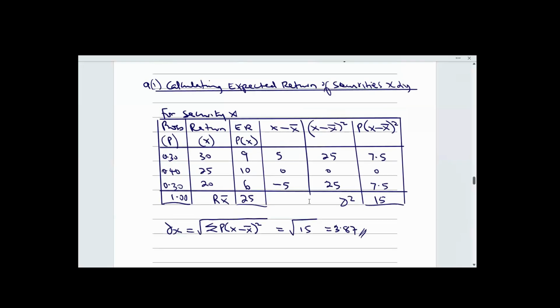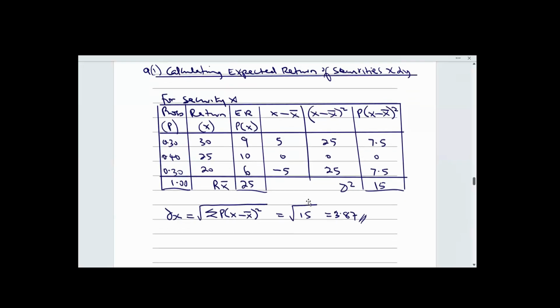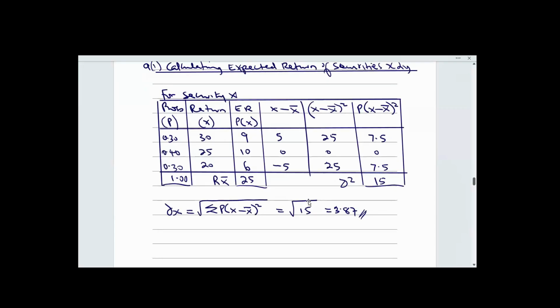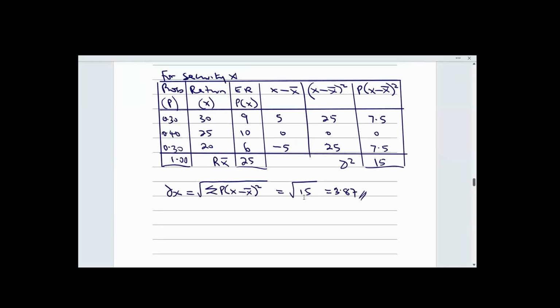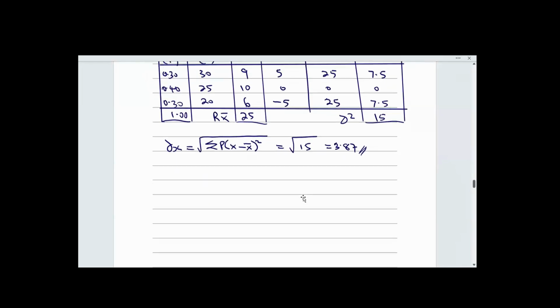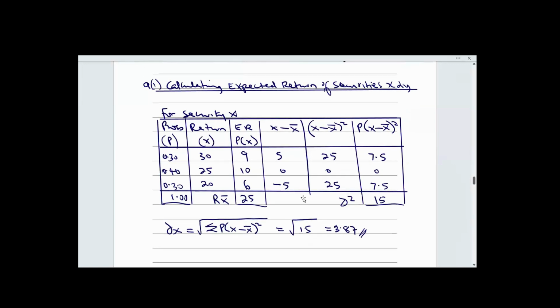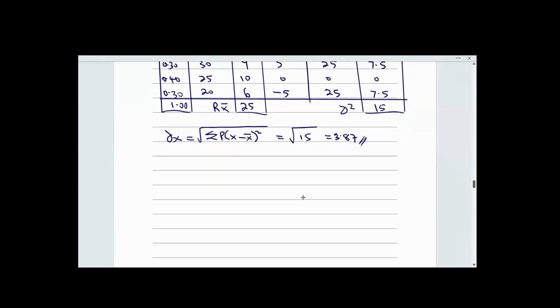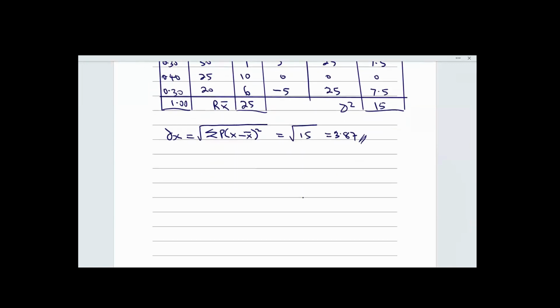Examiner asks us in A that you should calculate expected return and risk of the expected return of individual security and of the portfolio. All right, we've only done for security X. So this is more like a working, right? So I would then do the same thing for security Y.